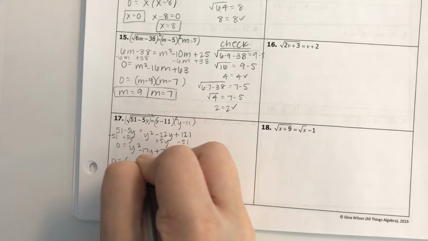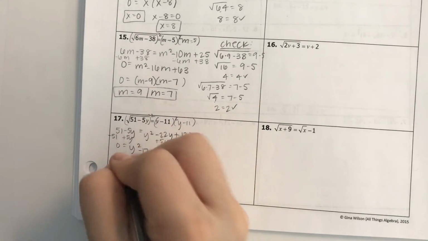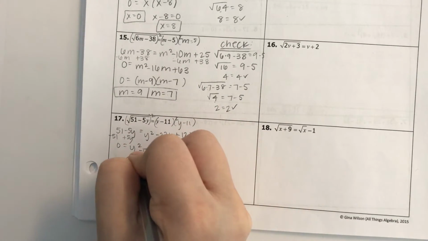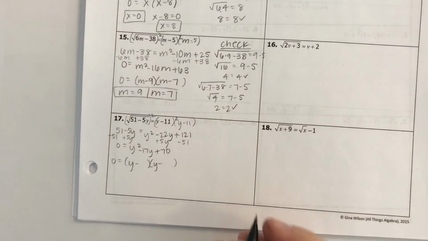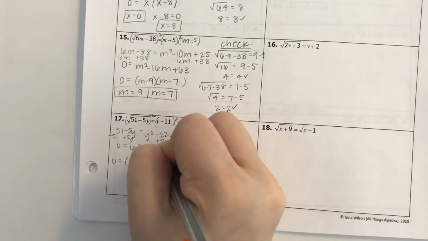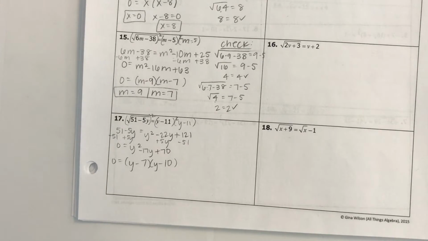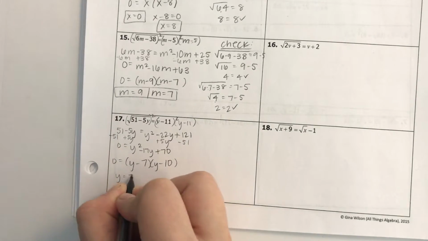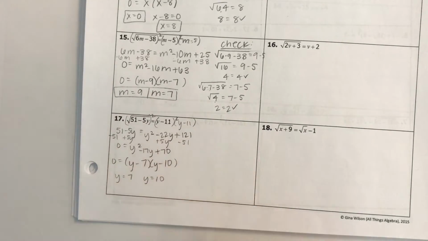So I need two numbers that multiply to positive 70 and add to negative 17. Hopefully you thought 7 and 10. So y equals 7, y equals 10.